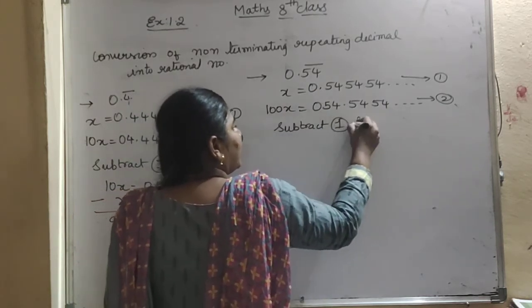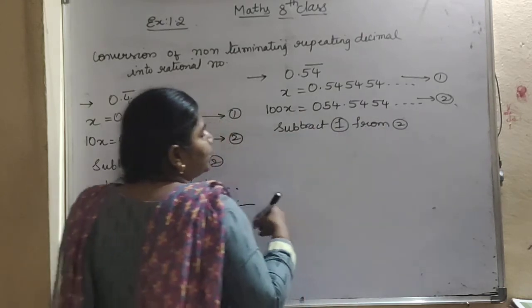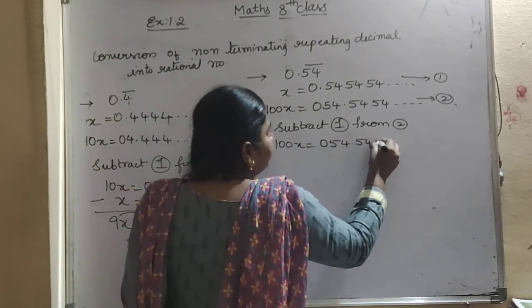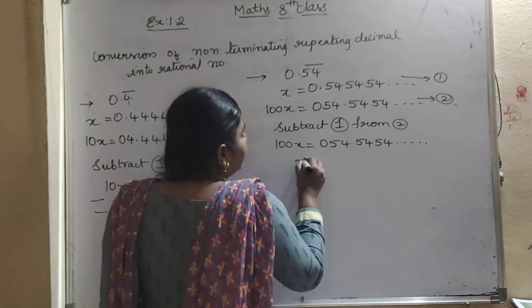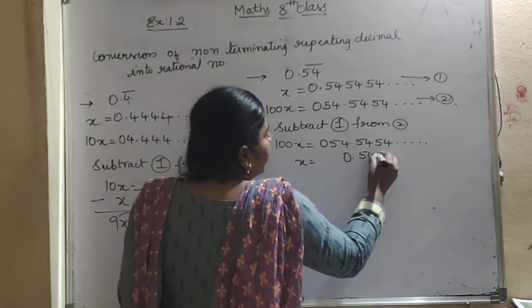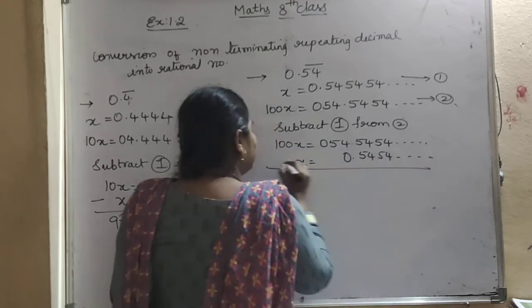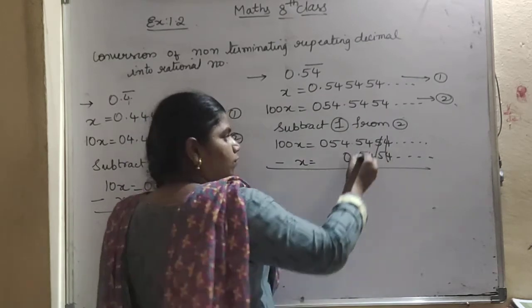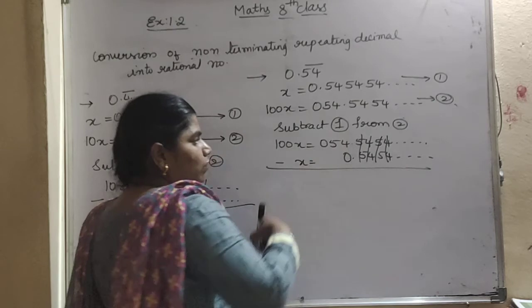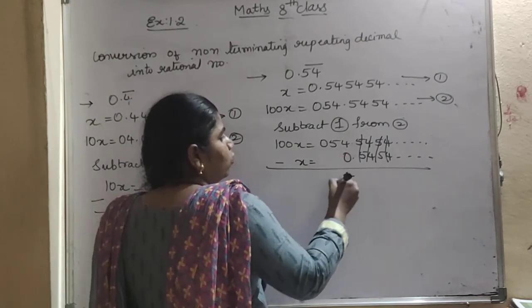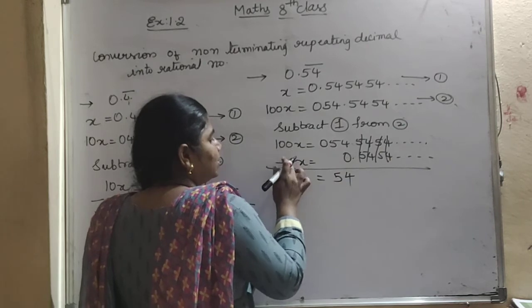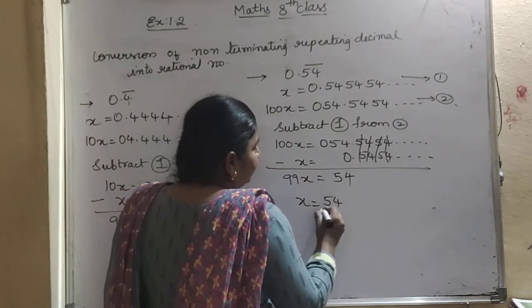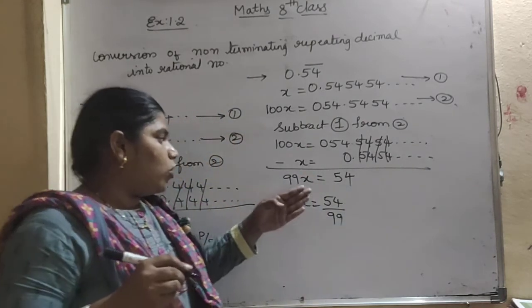Subtract 1 from 2. What is the second one? 100x is equal to 54.54, 54 and so on. And x is equal to 0.54, 54 and so on. Now you have to subtract these two. 4 minus 4 is 0, 5 minus 5 is 0, 4 minus 4 is 0, 5 minus 5 is 0, 4 minus 0 is 4, 5 as it is. 100x minus x will be 99x. So what is the x value? 54 by 99.